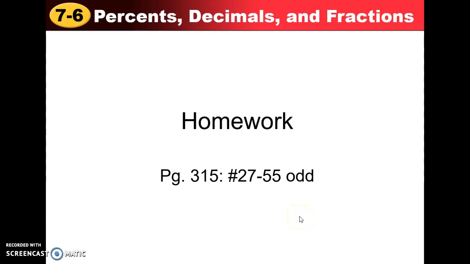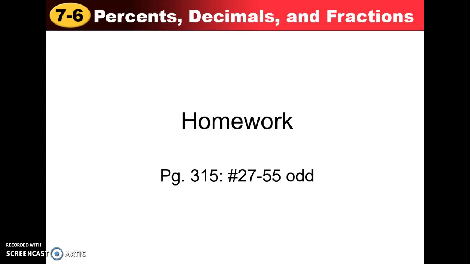Okay, homework. Your homework is page 315, 27 to 55 odd. Once again, I'm going to have a Google Doc for you ready to go. So make sure you are doing your work on a piece of paper, keeping it in your binder, but then just simply putting the answers into your Google Doc.